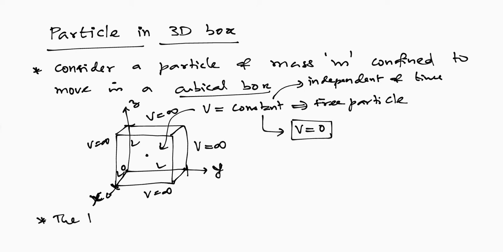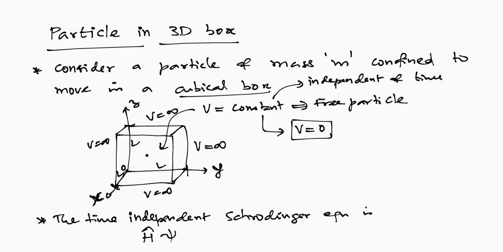So the time independent Schrodinger equation is H psi equals E psi. Now this psi depends on the variables x, y as well as z. The wave function depends on three variables x, y as well as z. So this is the Schrodinger equation. If you solve the Schrodinger equation, you will get the solution as the wave function.